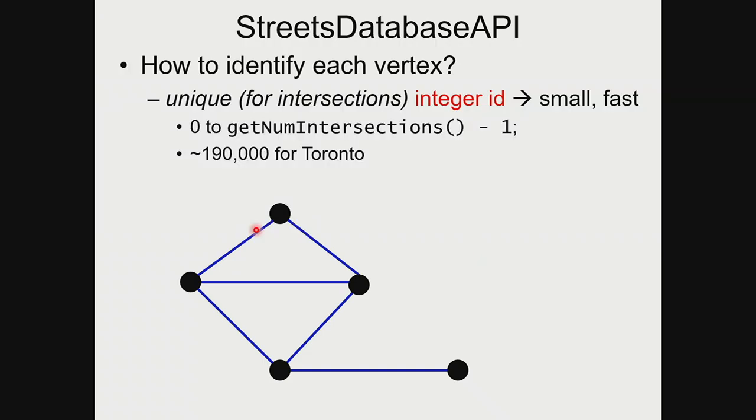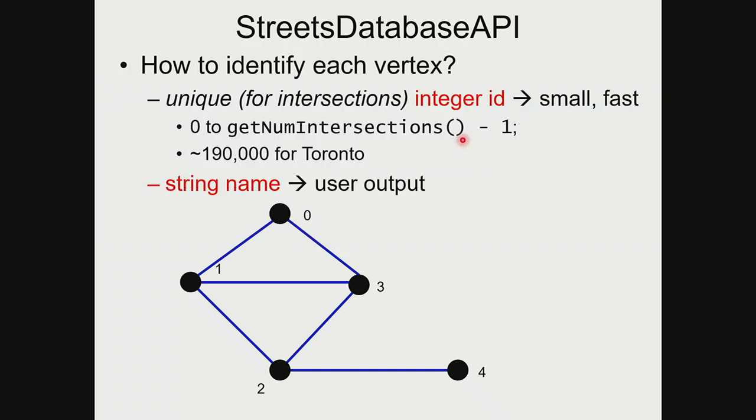And in each city you're going to load, as part of the street database API, there is a function called getNumIntersections. This will tell you the number of intersections that are in the city, and each of these intersections is uniquely identified from 0 to getNumIntersections minus 1. For example, in Toronto, there are around 190,000 intersections, so the intersection IDs will go from 0 to 189999.